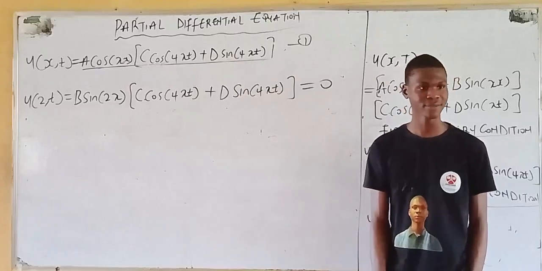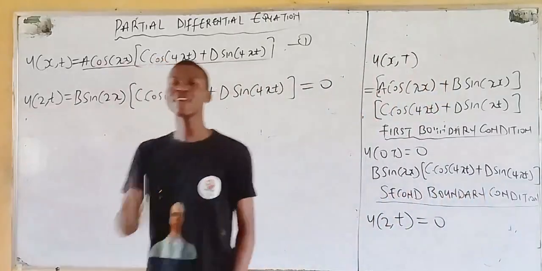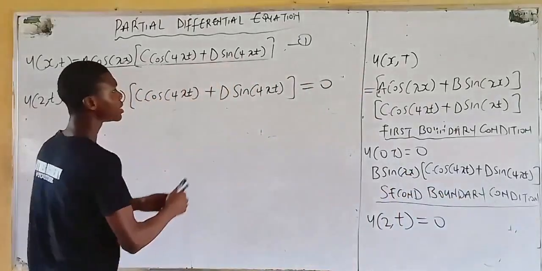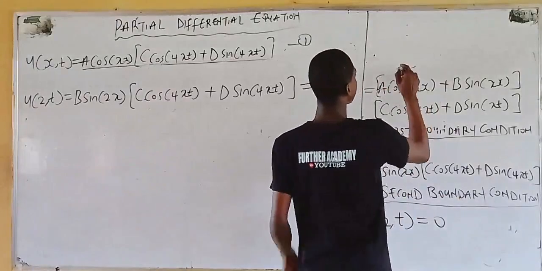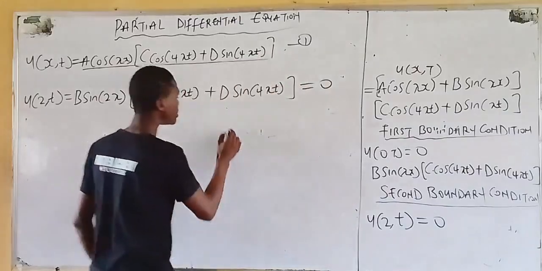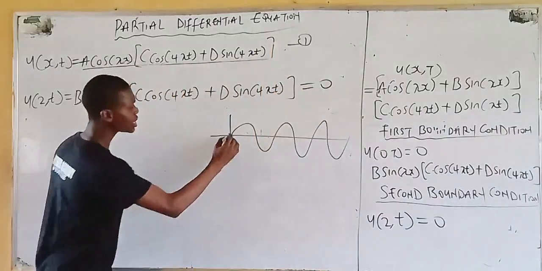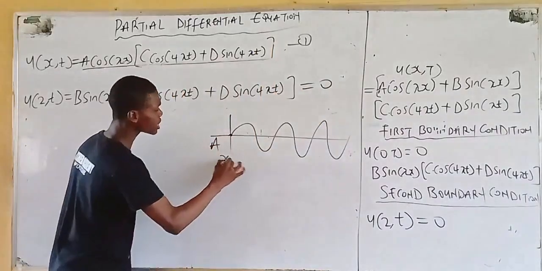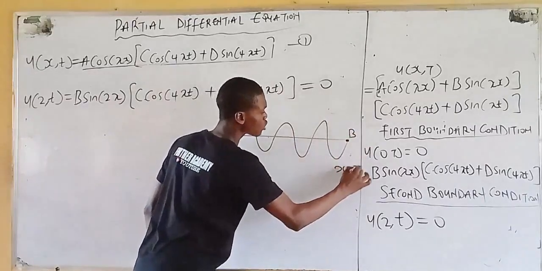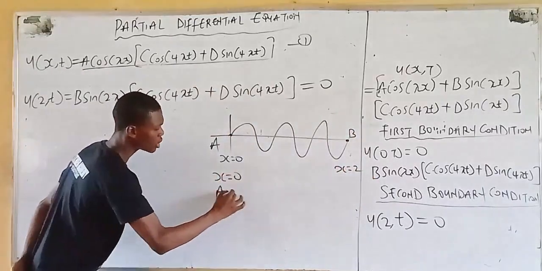Why? Because practically b cannot be 0. If b is 0, meaning oscillation has not occurred. This is what we are saying. Let's say graphically you have this. This is our oscillation, right? This is a, meaning x equals to what? 0. This is b, meaning x equals to what? 2, right? Now, when x equals to 0, a equals to 0.